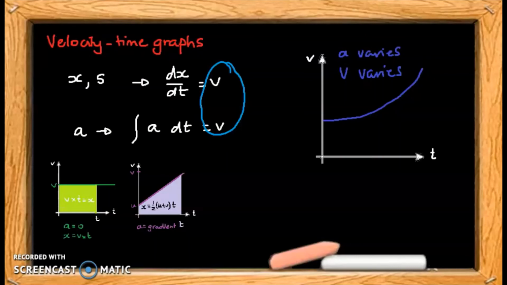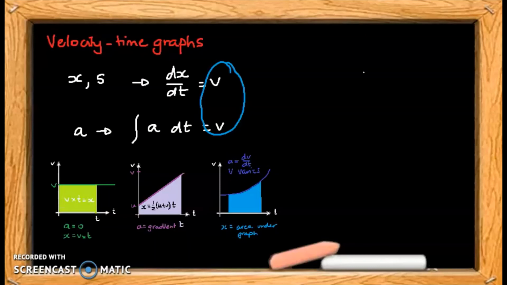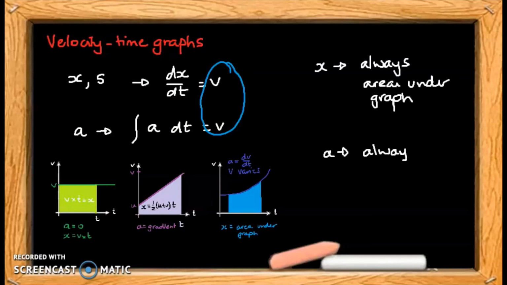If we can use our integration, we can find that the displacement, which would be the area under this graph, can be calculated by taking an integral. So the displacement is my area under the graph. And remember, my acceleration is the gradient of the line at any given point. So in summary, my position or displacement or change in position is always the area under the graph. And my acceleration is always the gradient.